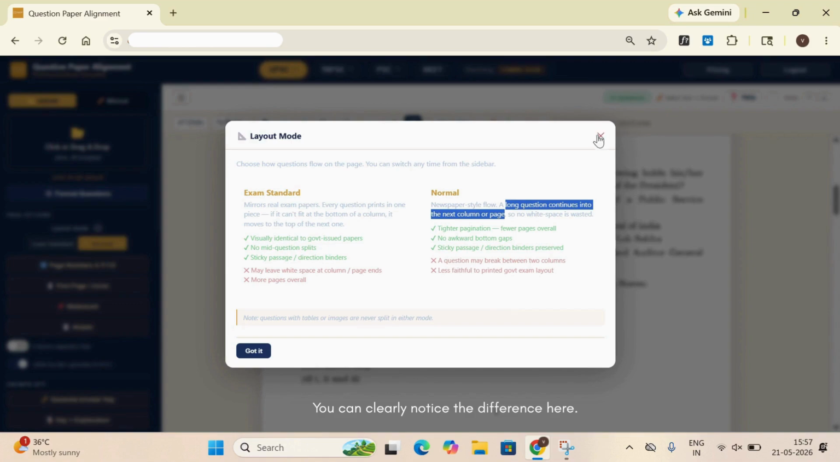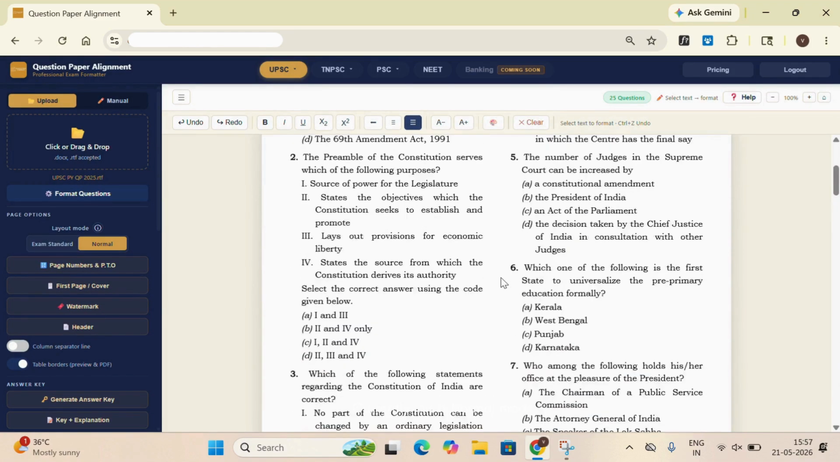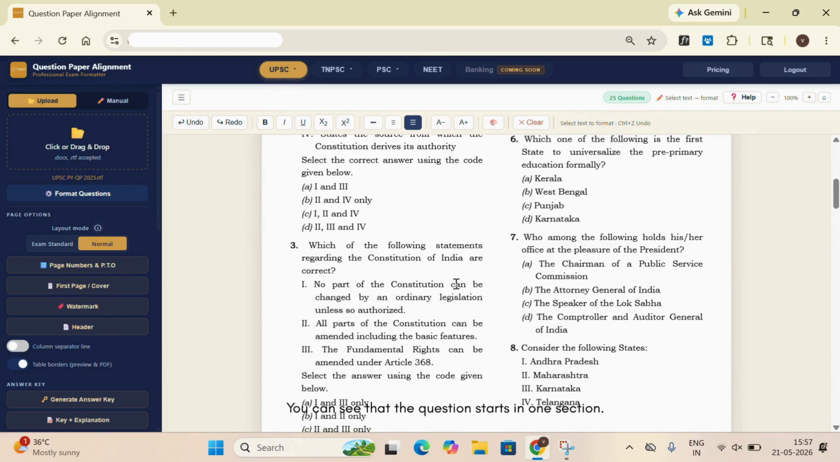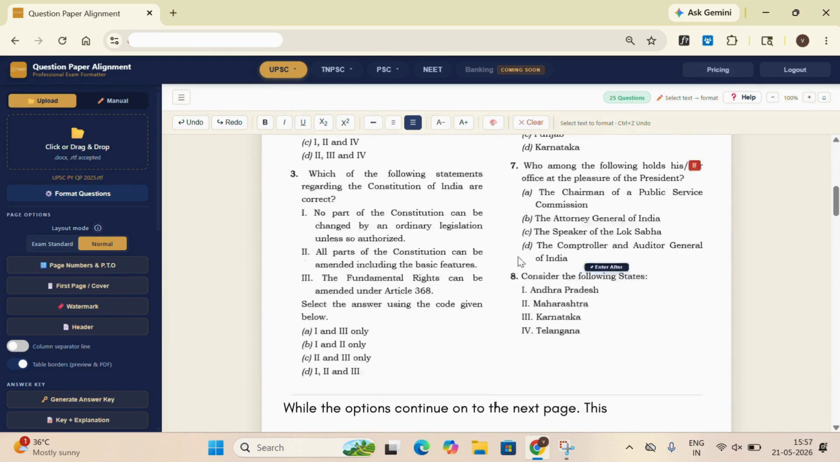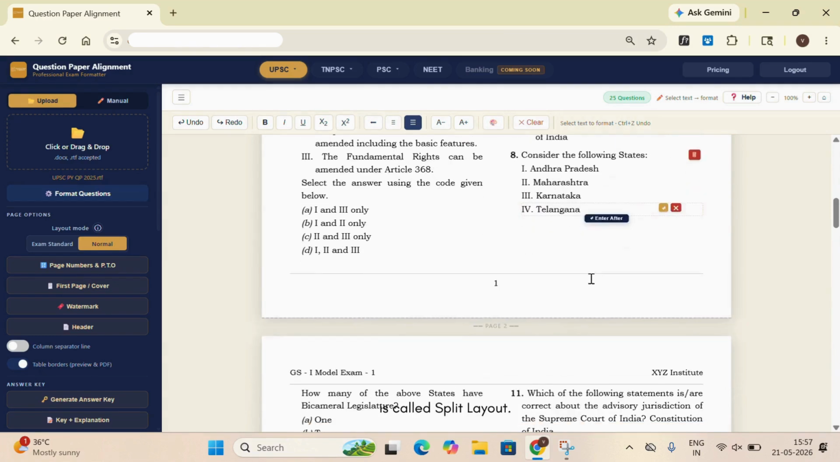You can clearly notice the difference here. Currently, this is normal mode. You can see that the question starts in one section while the options continue on to the next page. This is called split layout.